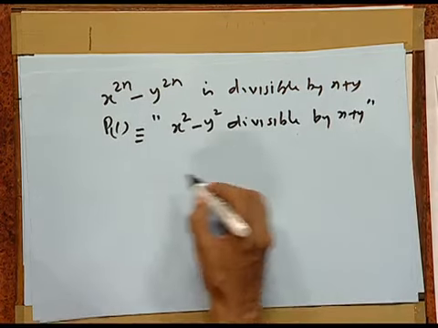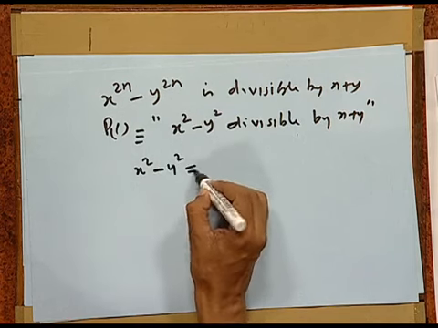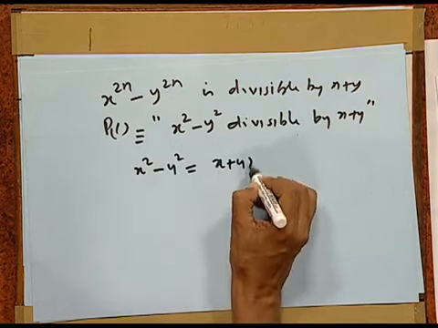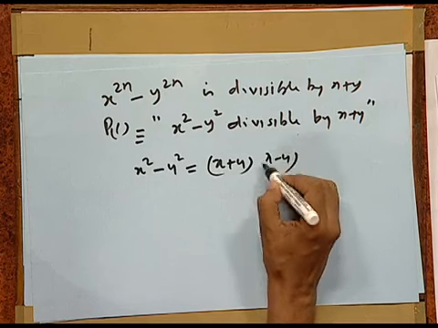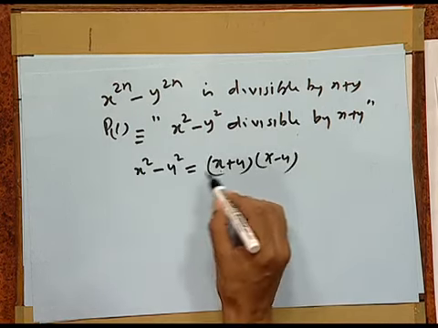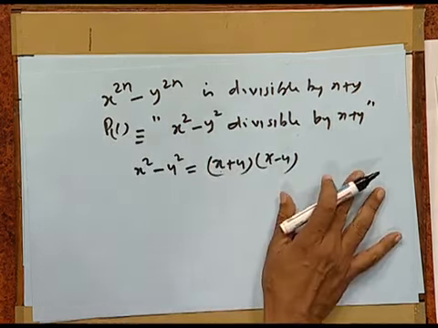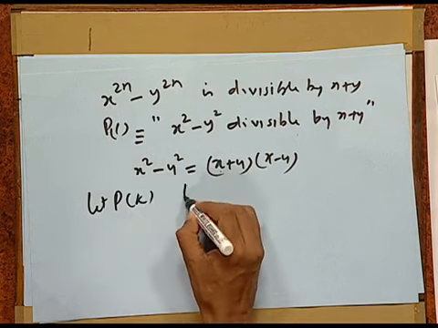which is true because x square minus y square is always (x plus y) times (x minus y), and clearly x plus y is a factor of x square minus y square. Our next step is to assume it for k and then try to prove for k plus 1. So, let us assume that Pk be true.